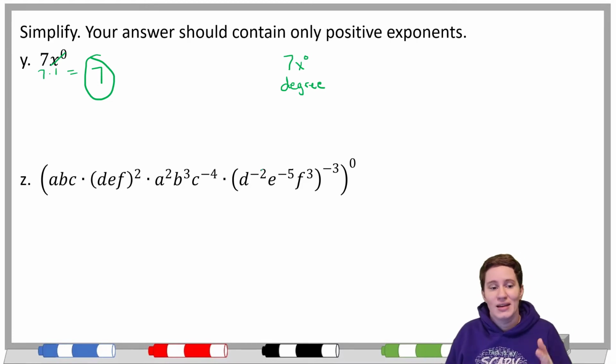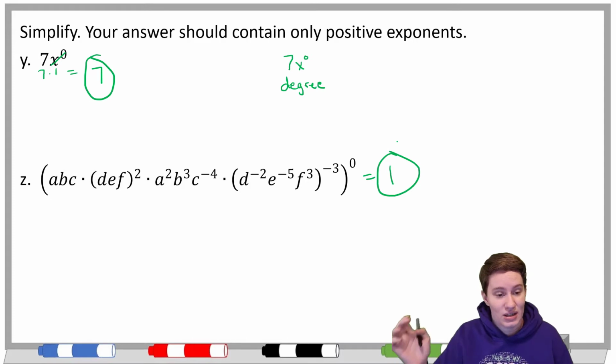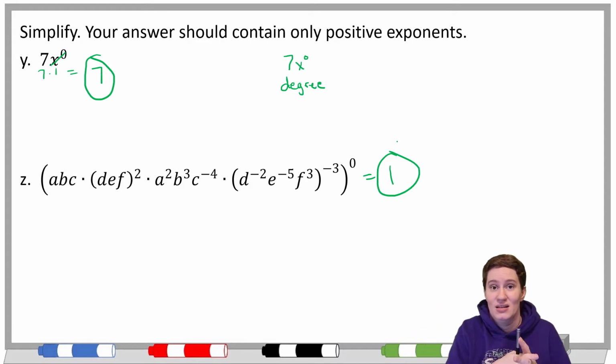Because if I look all the way at the end, I have this giant parentheses and all of it's to the 0 power. And so if anything to the 0 power is 1 and this is to the 0 power, then the answer is just 1. So I didn't have to do any of that work inside to simplify this. You might do it for fun if that's something you're into, but I didn't have to because it was all to the 0 power.